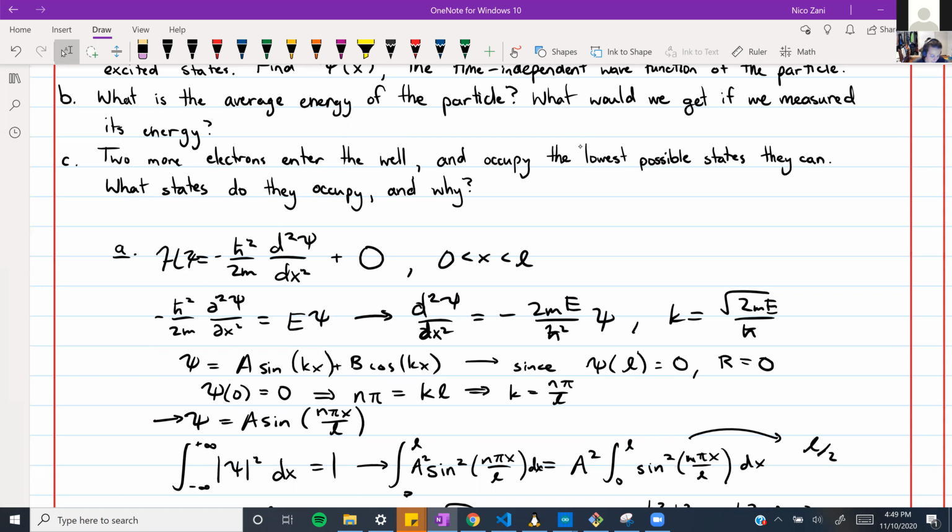All right. Okay, so 2 more electrons enter the well and occupy the lowest possible state they can. What do we know about electrons? Well, we know they have spin 1/2, and that they're fermions. And because of that, they have 2 spin states, spin up and spin down. So we know that feasibly 2 electrons could be in the ground state at the same time.